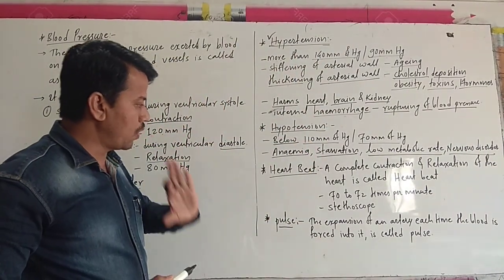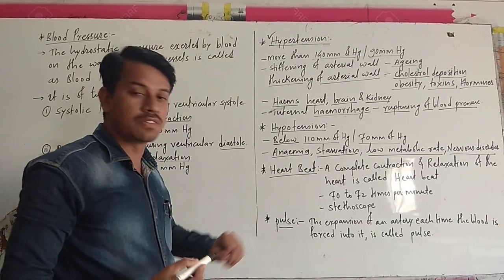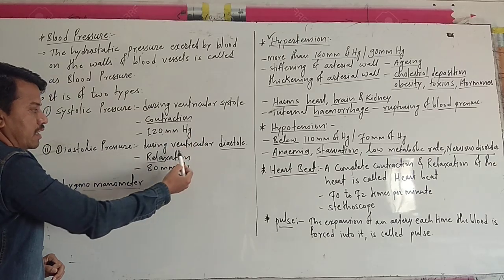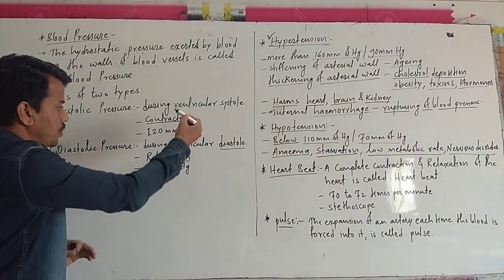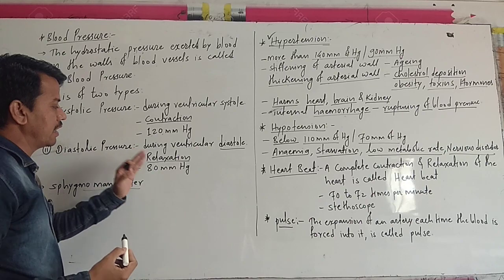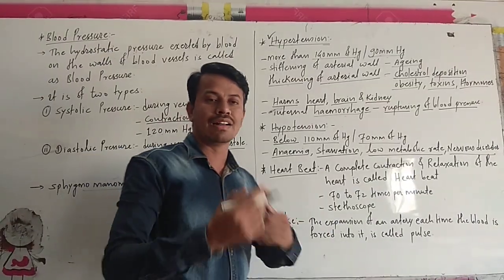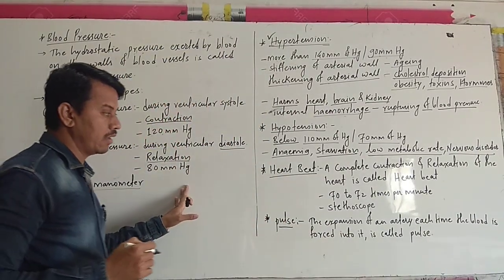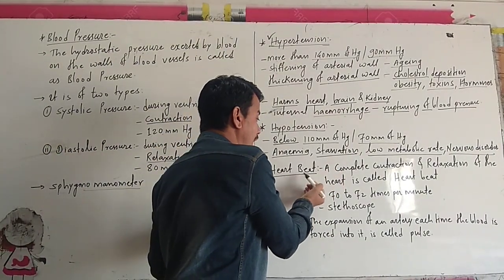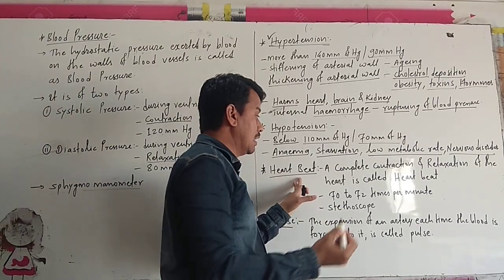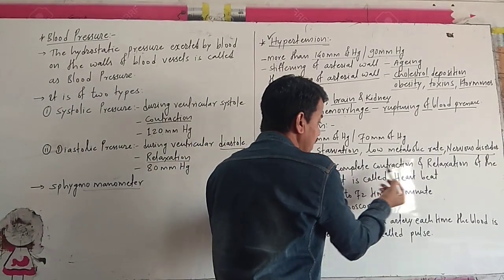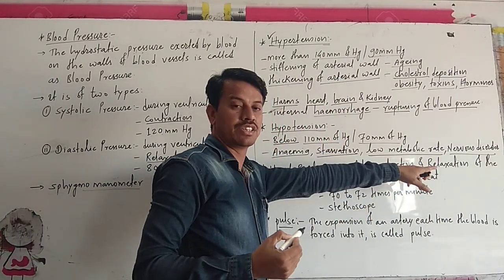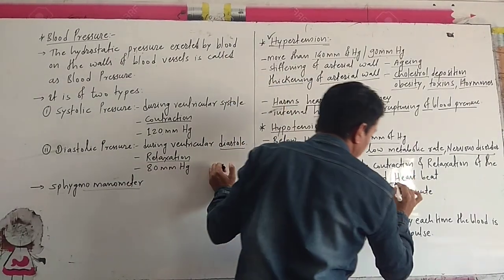Now see, two important points here: one is the heartbeat and the other is the pulse. Just as we discussed ventricular contraction and ventricular relaxation, these events occur rhythmically. This is also called the cardiac cycle in the heart. Now see here, heartbeat. What is actually meant by the heartbeat? Heartbeat is nothing but a complete contraction and relaxation of the heart. It is called the heartbeat.